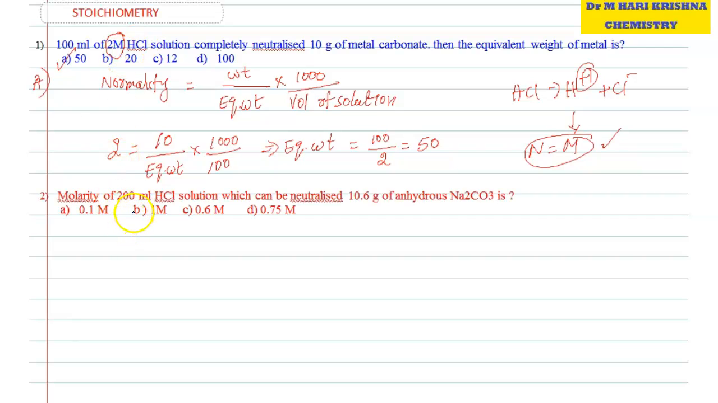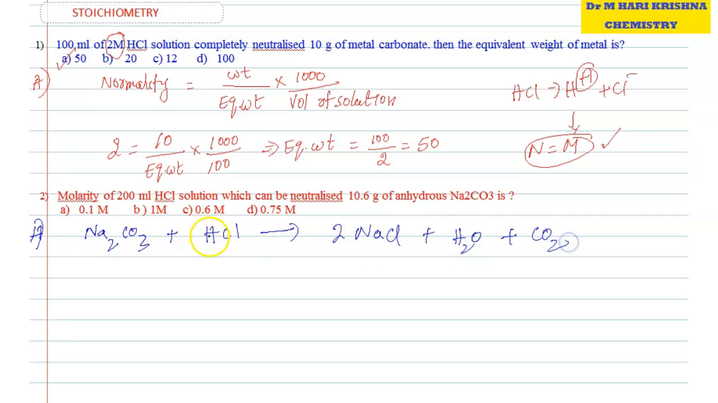Second question: the molarity of 200 ml HCl solution which can be neutralized by 10.6 grams of anhydrous Na2CO3 is? So here they have given two solutions, HCl and Na2CO3. The basic reaction is: Na2CO3 is a base. It reacts with HCl, forming 2NaCl plus H2O plus CO2. That means here 2 moles of HCl. So we need 2 moles of HCl based on the equation.